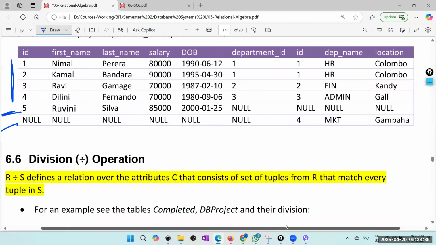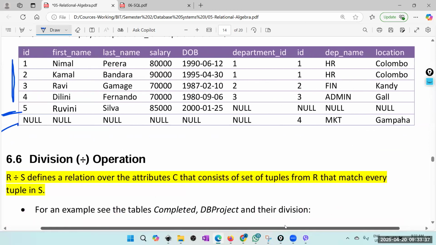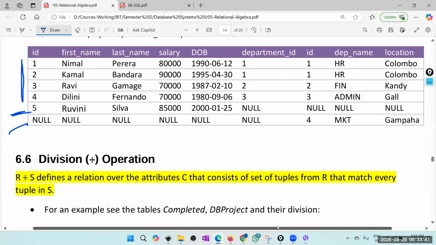Because you are working with data sets now, not true false values, not numbers. This is not normal algebra. This is not Boolean algebra. This is not algebra of sets.